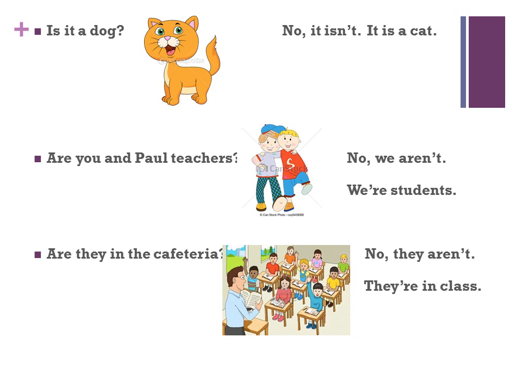It is a cat. Are you and Paul teachers? No, we aren't. We're students or we are students. Are they in the cafeteria? No, they aren't. They're in class or at school. All right? So we can say they are or they're. They are full form, they're short form.